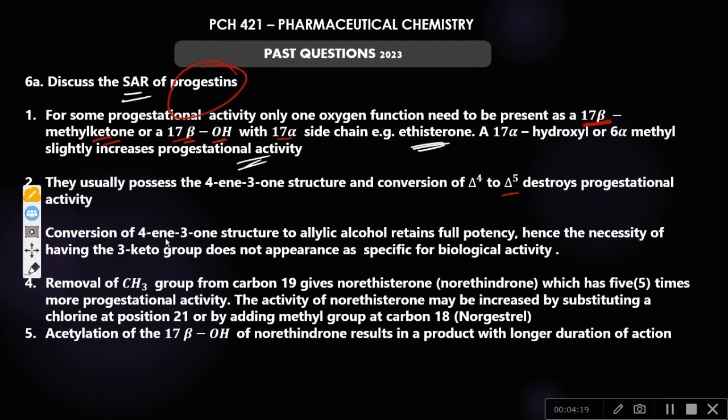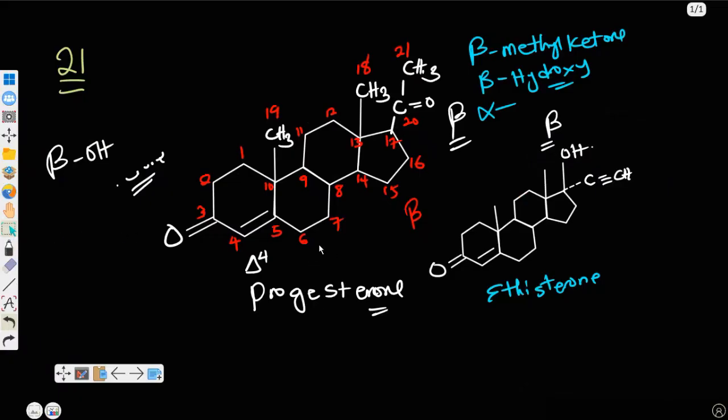Now, the conversion of 4-en-3-one structure to allylic alcohol retains full potency. Hence, the necessity of having a 3-keto group does not appear as specific for biological activity. Now, what do we mean there? What we are saying is, as this group is here, if you don't even have a double bond O here, let's say a situation where you have, let me just delete one bond from here. Let's say you have something like this. This, the allylic we are talking about. So if instead of this double bond O, what you have is this structure here, OH, it does not have anything to do with the performance. So having this ketone group here has nothing to do with the performance.